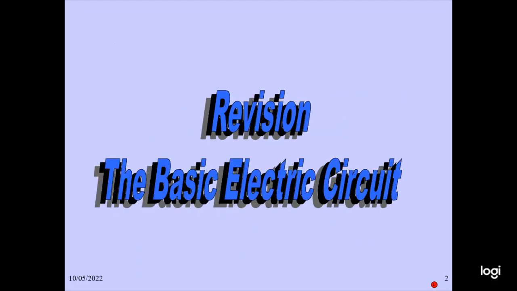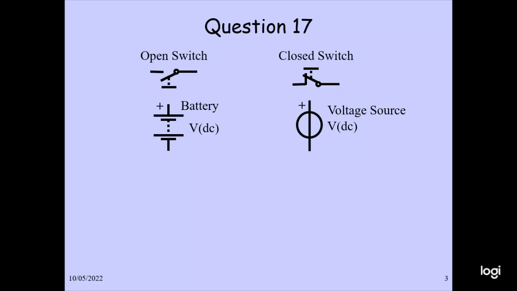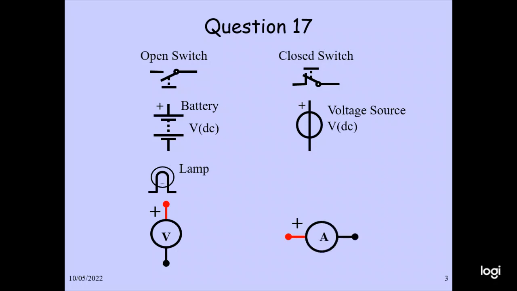So in this case, our basic electrical circuit: this is the open switch, closed switch, the battery, this is the voltage source, this is the lamp, this is the voltmeter connection, the ammeter connection, and this is the fuse. So those are the diagram symbols of the open switch, closed switch, battery, voltage source, lamp, fuse, voltmeter and ammeter.